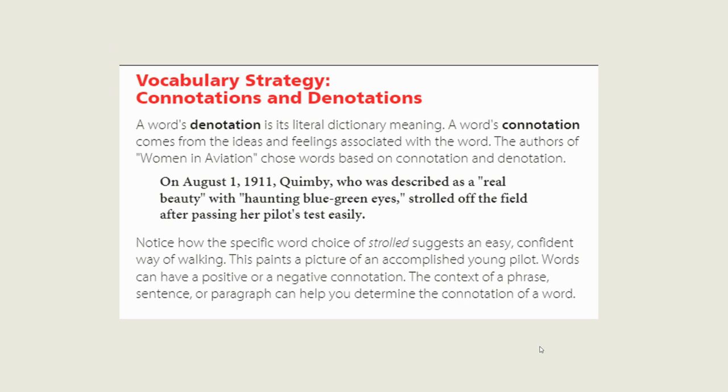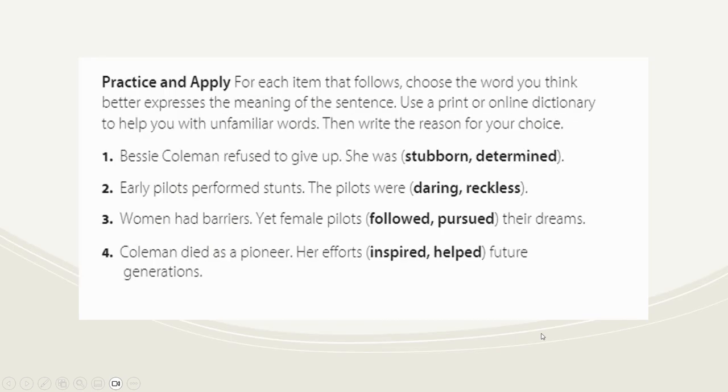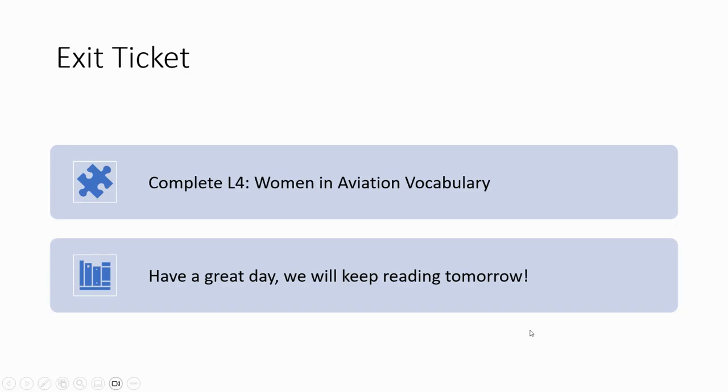Words can have a positive or a negative connotation, and the context of a phrase, sentence, or paragraph can help determine the connotation of a word. So in your assignment today, you will see choices where you have to pick the best word that you think expresses the meaning of the sentence, and think about what we just talked about in connotation and denotation. So you'll be completing your L4 Women in Aviation vocabulary, and we'll start reading tomorrow.